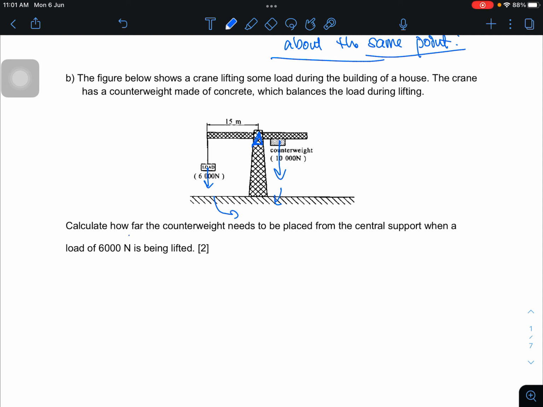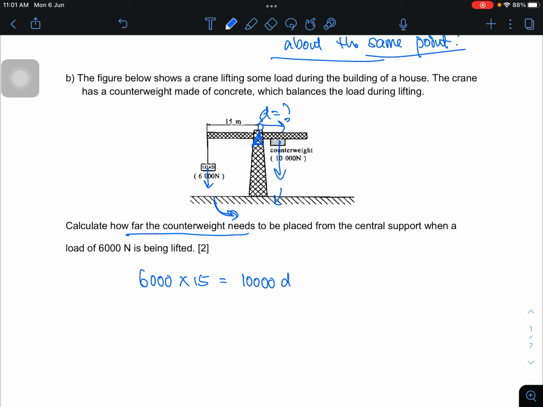So calculate how far the counterweight needs to be placed. They're asking for this distance d, from the central support, when a load of 6,000 Newton is being lifted. In this case, we use the principle of moments. It states that the sum of clockwise moments must be equal to the sum of anti-clockwise moments. So what is the anti-clockwise moment generated by the load? 6,000 multiplied by 15 is equal to 10,000 multiplied by d.